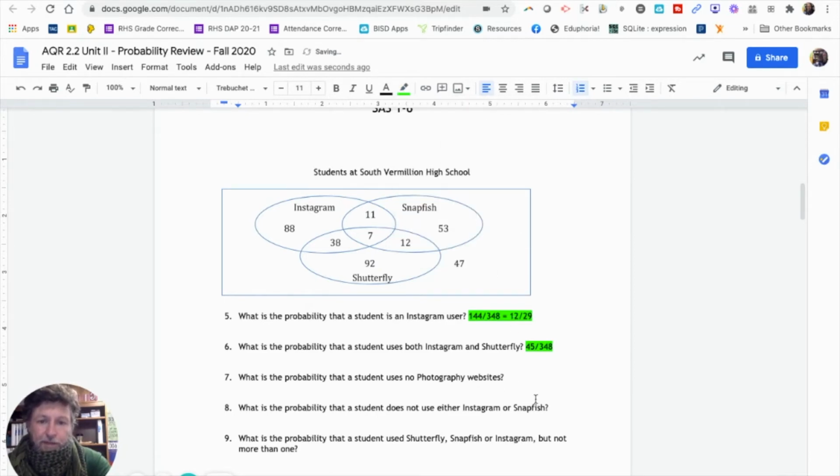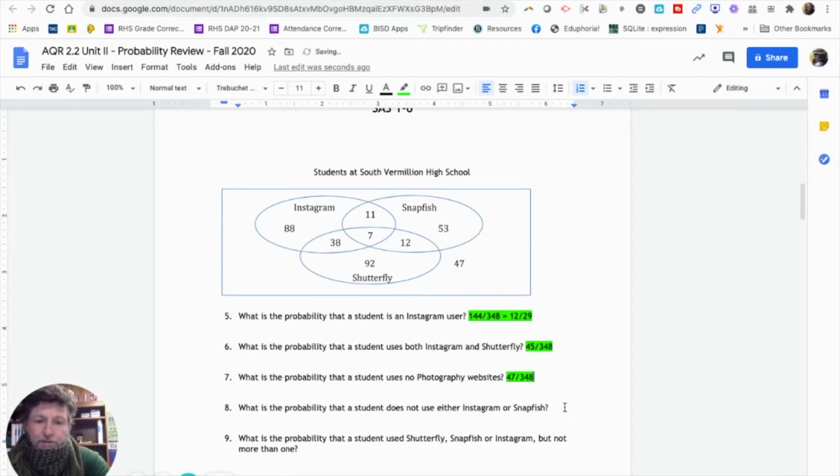And I'll let you do the reduction of the fractions. What's the probability a student uses no photography websites? There's only one place they do that, and that's the 47. That's outside, because all the ones inside the circles use some form of website. So it's 47 over 348.